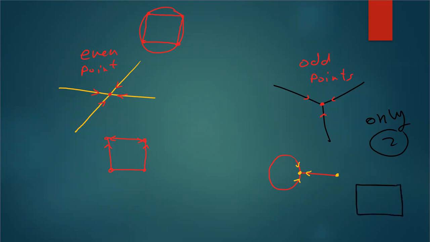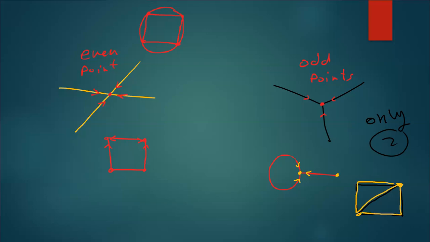Like this shape here, a simple one. Here I have two odd points. One here, the other is here. So we can draw that with a single stroke. Okay, like going this way, this way, this way, this way, this way, or any other way.